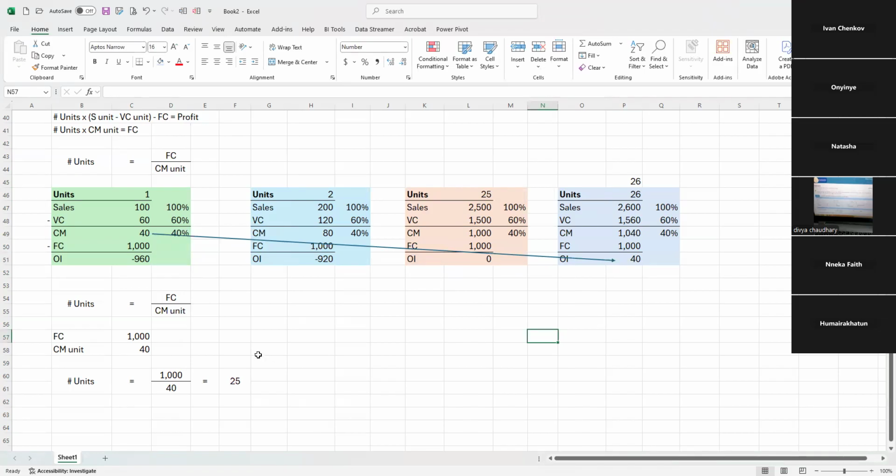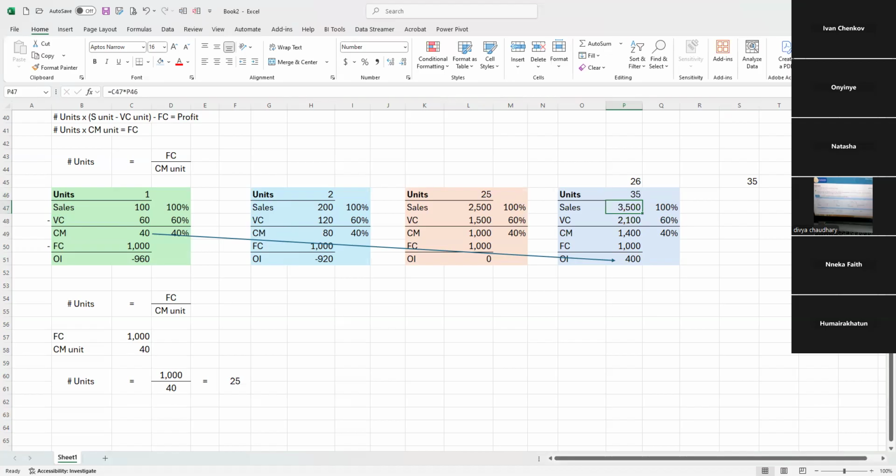How about if I sell 10 units more? Then break even. Instead of 25, if I sell 35 units, how much will my operating income be now? 400. Why? Because I'm selling 10 more, and that additional 10 times $40 gives me 400. So if I sell 35 units, my income is going to be 400.